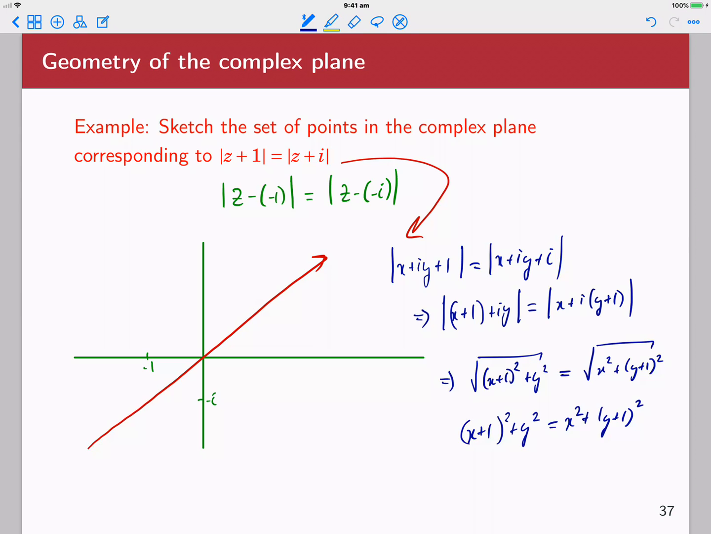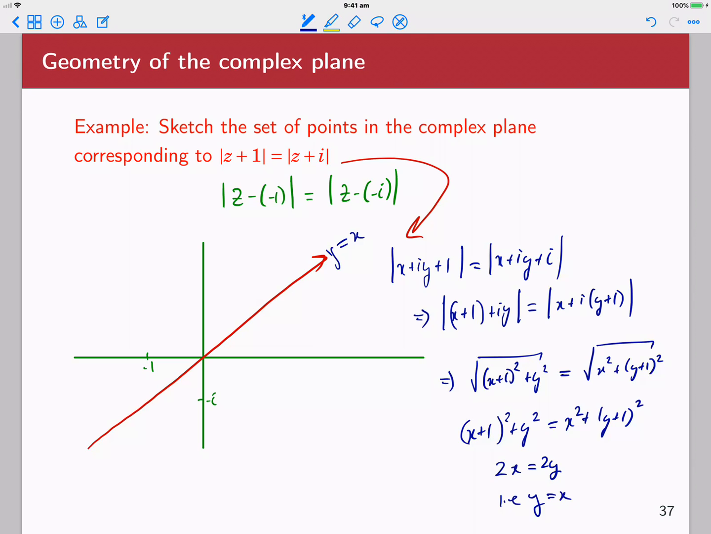Now if you expand out, a lot of things cancel. In fact, if you expand, the only thing that will remain is 2x equals 2y, or in other words, y equals x, which is in fact the equation of this line. So you can see that you can also solve it algebraically, but intuitively we can see why that's the case.